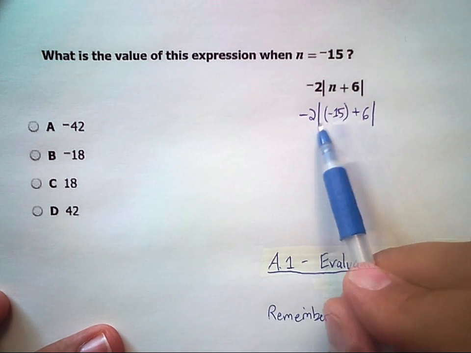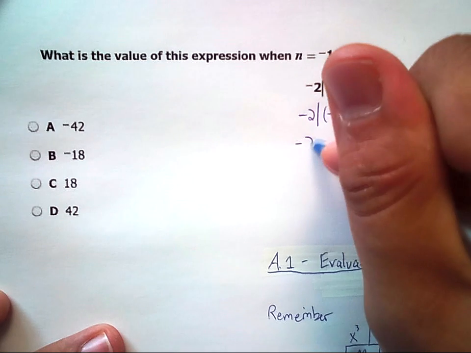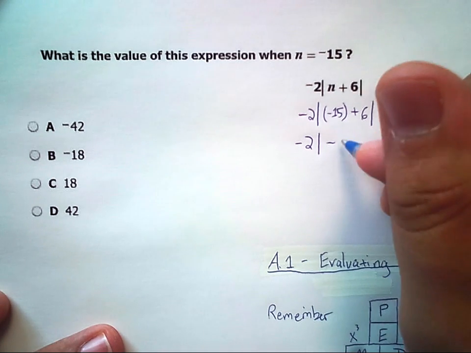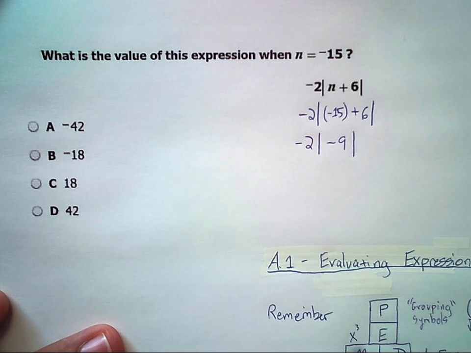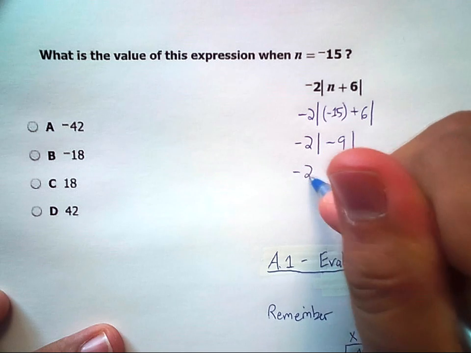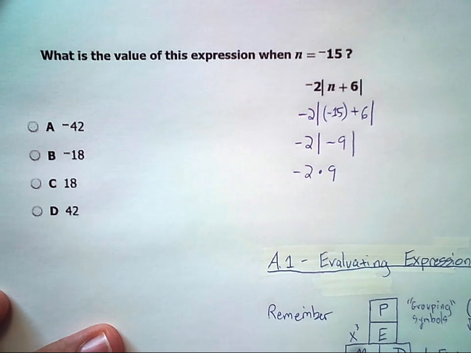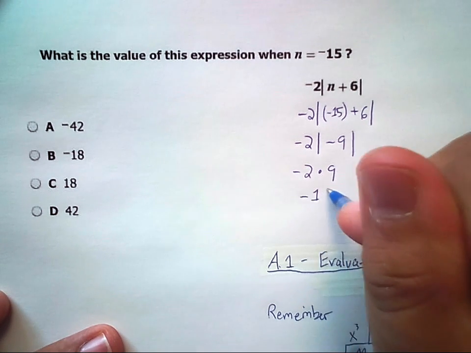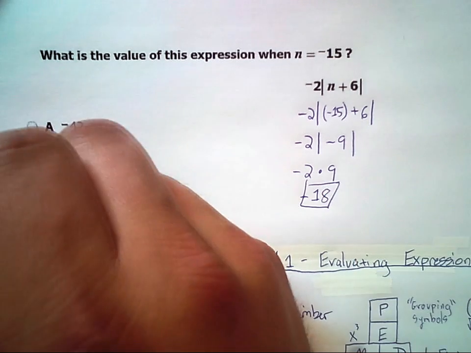I cannot get rid of grouping symbols until there's only one number left. So negative 15 plus 6, that's negative 9. Now that there's only one number left inside the grouping symbol, I can go ahead and evaluate it. So the absolute value of negative 9 is positive 9. And when I do negative 2 times 9, that becomes negative 18. So for this problem, the answer is B.